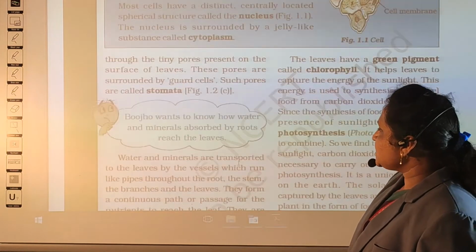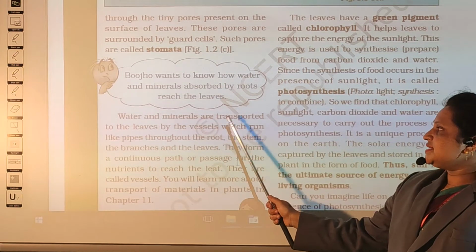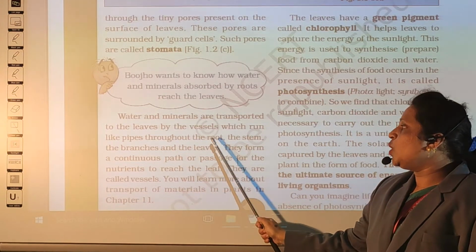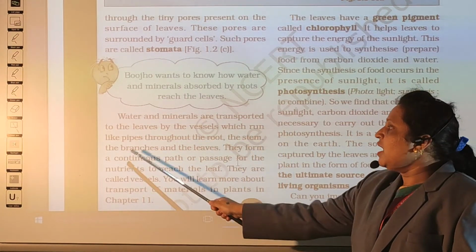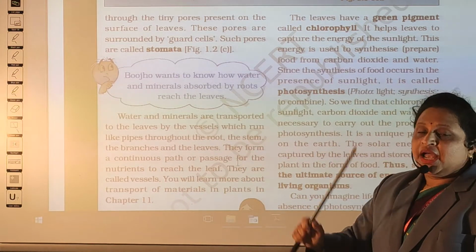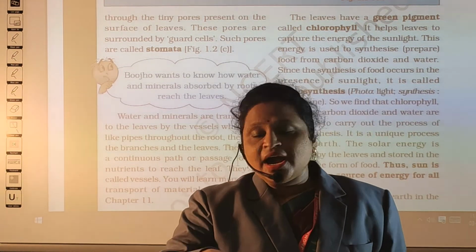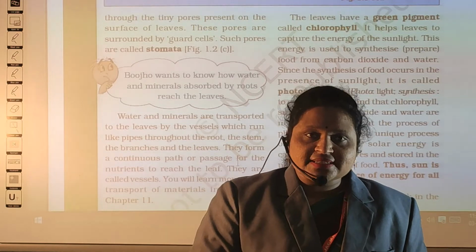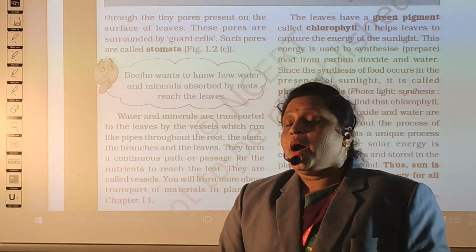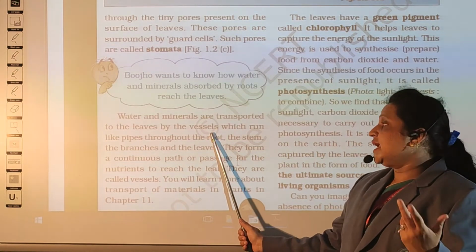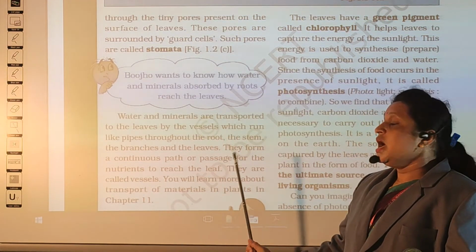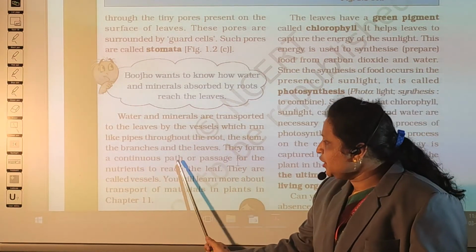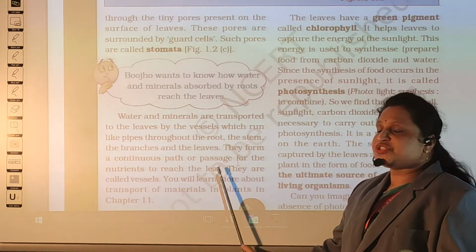So next, water and minerals are transported to the leaves by vessels which run like pipes throughout the roots, the stem, the branches and the leaves. In humans also, you can see in your hands or in your eyes some small capillaries and small veins. Same as in plants, which also have vessels. They carry water and nutrients, reaching each and every branch of the plant. They form a continuous path for the nutrients to reach the leaf.